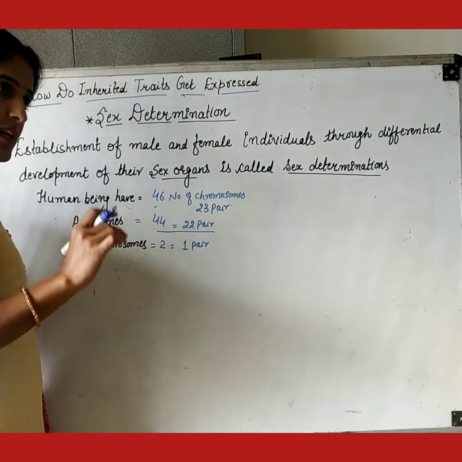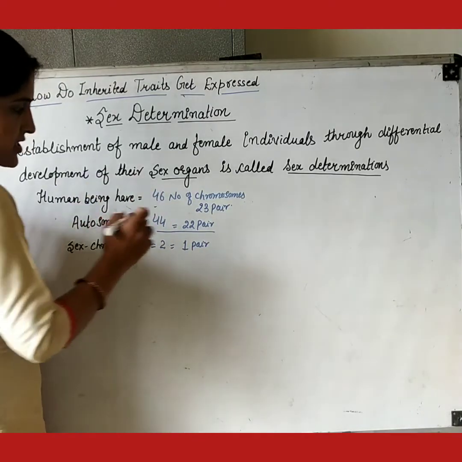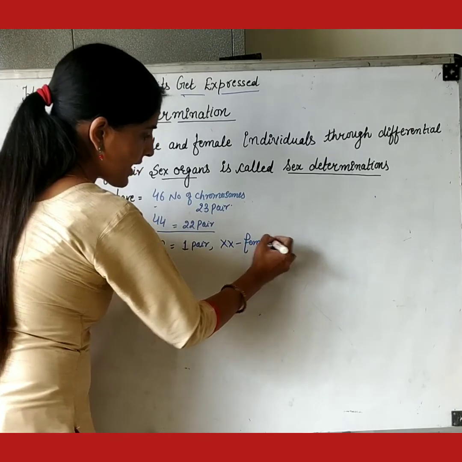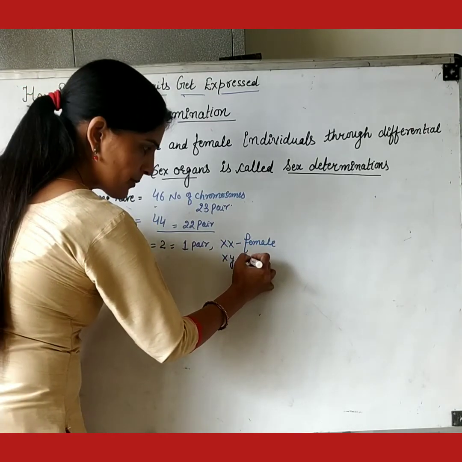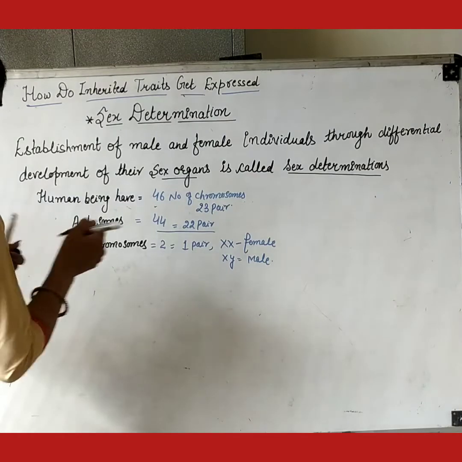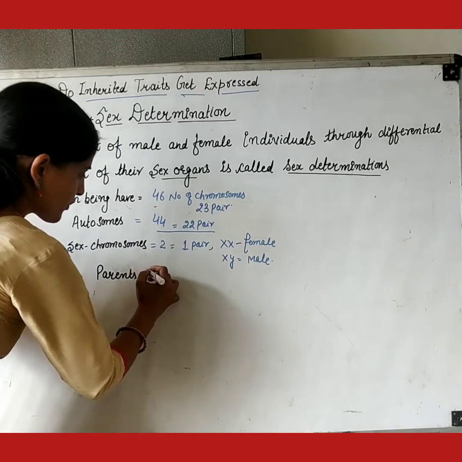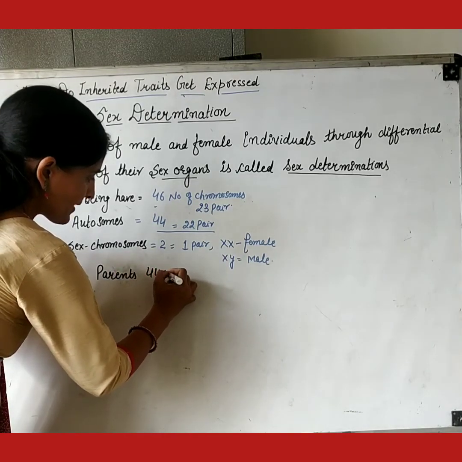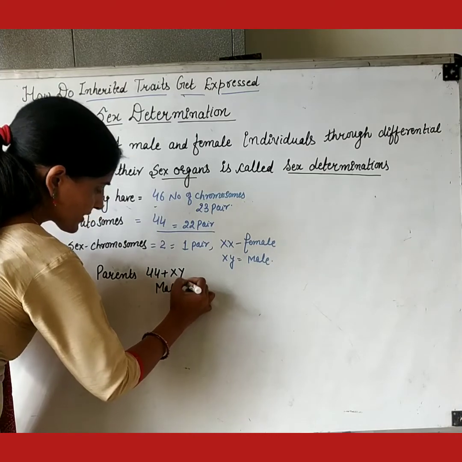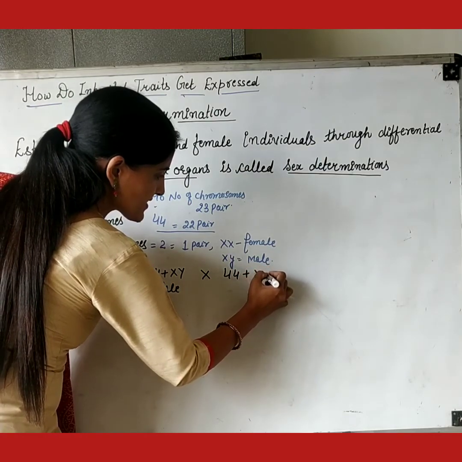44 chromosomes are the same in all males as well as in females. But this one pair of chromosomes is different. That is XX for female and XY for male. Let's see how sex is determined. See here, these are the parents. Parents with 44 plus XY, that is a male, cross with a 44 plus XX, that is female.